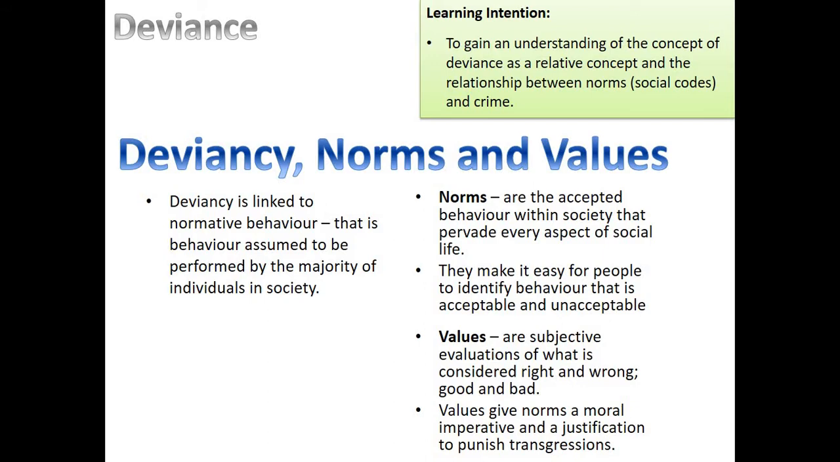So the relationship between deviancy, norms and values. So deviancy is linked to normative behaviour. That's behaviour that's assumed to be performed by the majority of individuals in society. So that's what's normal, I suppose. So normal is by what the majority does or does not do.